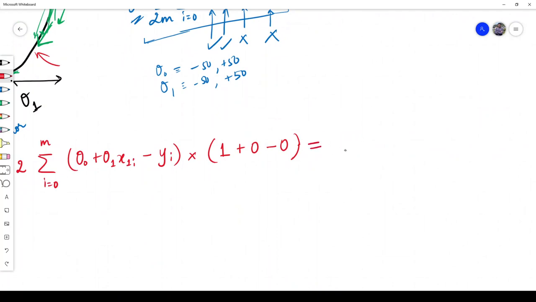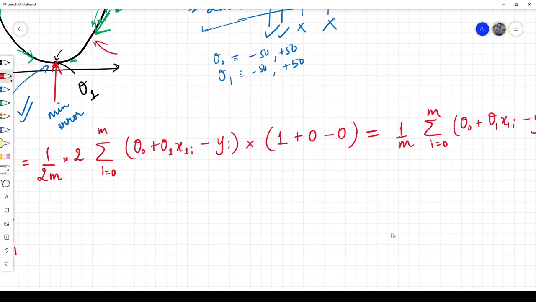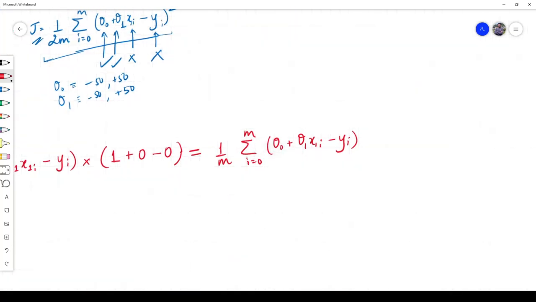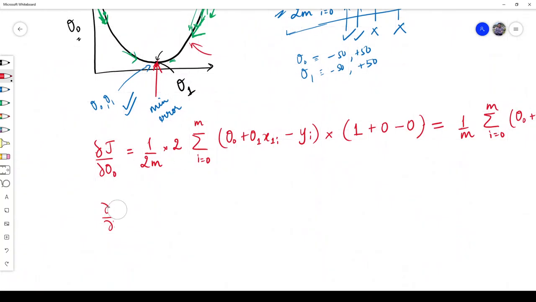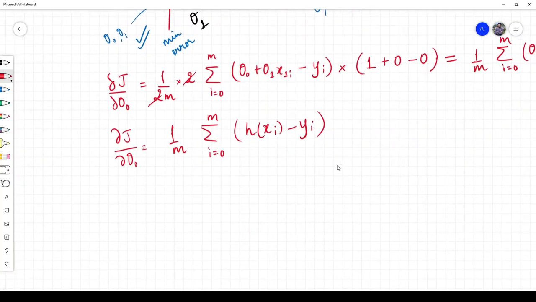And this is equal to basically 1 by m, summation i equals 0 to m, theta naught plus theta 1 x 1 i minus y i, that's all. I'm just going to zoom out so you guys can see. Let me just write it in the next line, it's easier. So this 2 and 2 get cancelled, so you get 1 by m. This can be written again as h of x of i, so I'm just going to shorten it and write, minus y of i. And that is basically the first equation. Is this why I added a 2 in the denominator? Yes, that is why I added it, to computationally reduce it a bit.